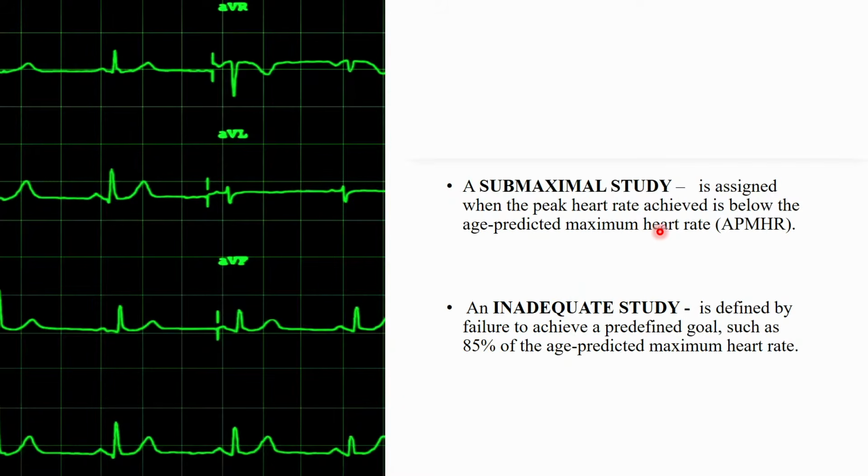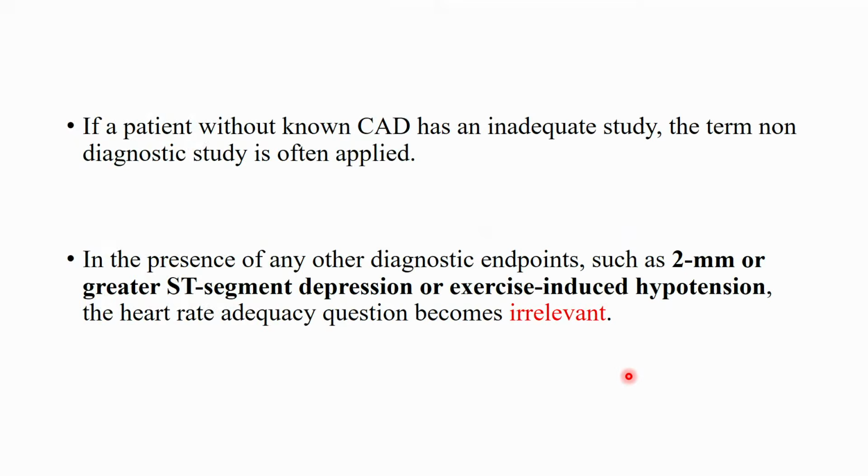A submaximal study is when the patient does not reach the assigned peak heart rate and it is below the age predicted heart rate. It is referred to as an inadequate study when the patient fails to reach the pre-defined goal, such as 85% of the age predicted maximal heart rate. So this is the absolute value and this is in the percentage. If a patient without known coronary artery disease has an inadequate study, the term non-diagnostic study is often preferred.